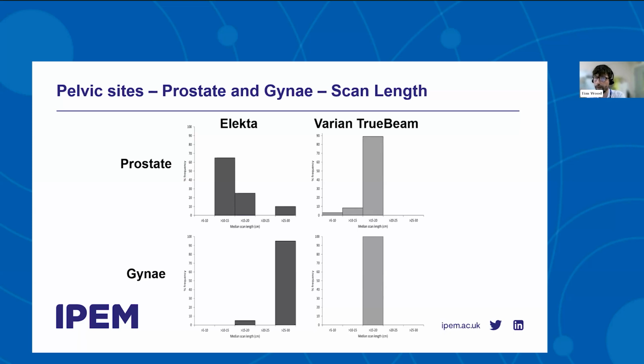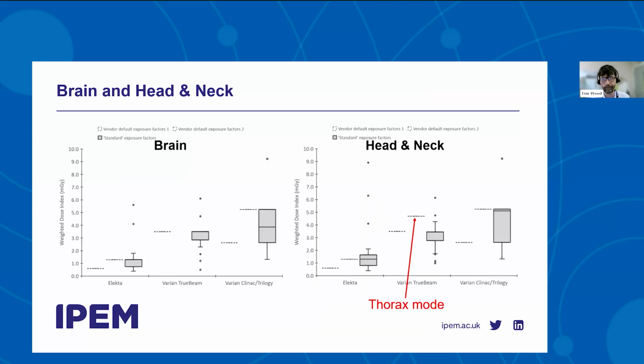What we saw for Varian users is they tended to just use the default maximum scan length on all patients. So there's scope for some optimization to be done there as well, and need to be thought about how you select those scan lengths, and maybe some more work for Varian users to do about trimming where they feel they can do.